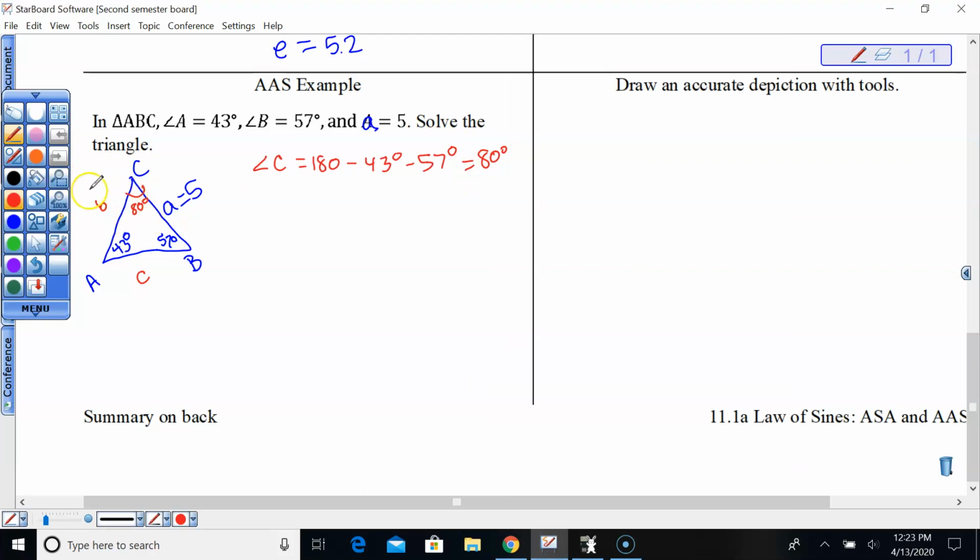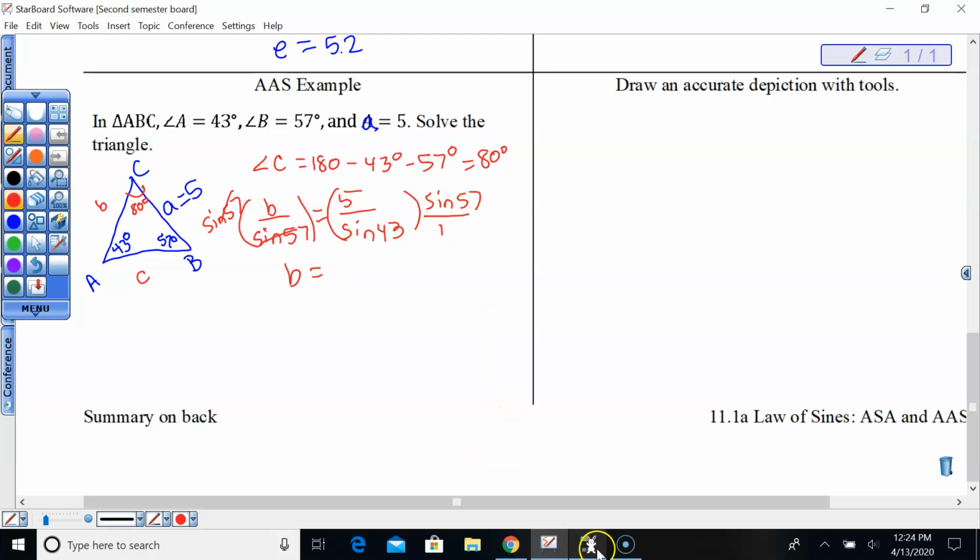And then to find side b, we're looking for a side again. And what I do have, and I was given this information, is angle A and side a, that opposite pair. So we're going to do b over sine 57 equals 5 over sine 43. And then multiply both sides times sine 57 to isolate b. And so we get b equals, and we're just multiplying those numerators there.